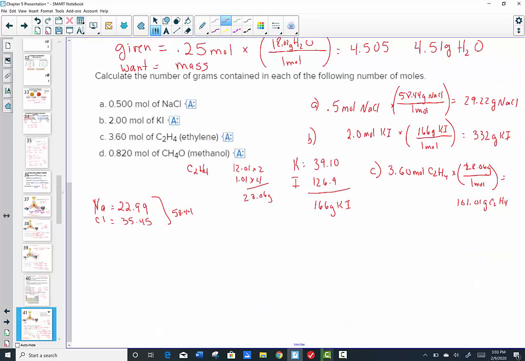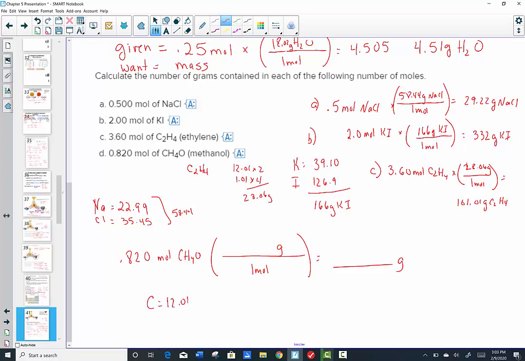And we have a letter D. We can certainly check together. Give yourself some feedback. 0.820 moles of methanol, CH4O. We're going to need its molar mass and convert over to a gram. Carbon, we said, had a molar mass of 12.01. There's one of those. Hydrogen has a molar mass of 1.01, and oxygen is 16. Let's sum those. 12.01 plus 1.01 times 4 plus 16. I get 32.05 grams. The mass of 1 mole of methanol. Moles times molar mass.